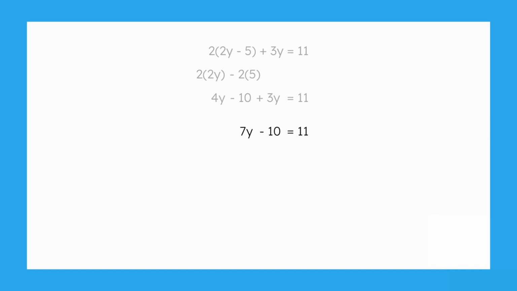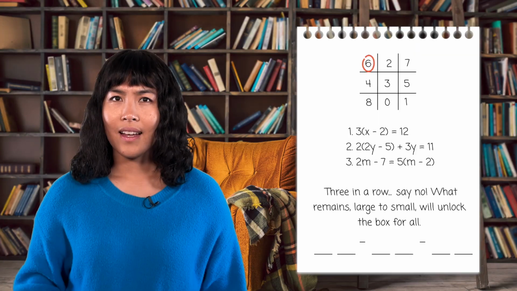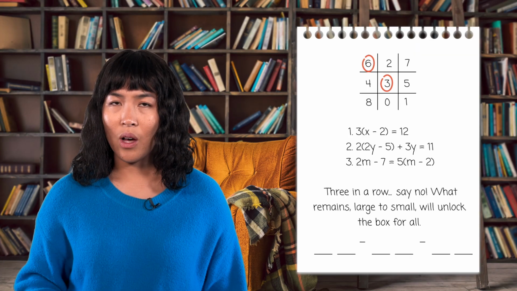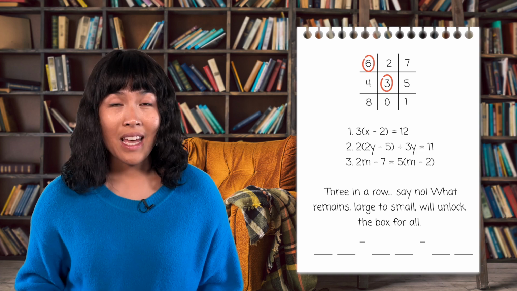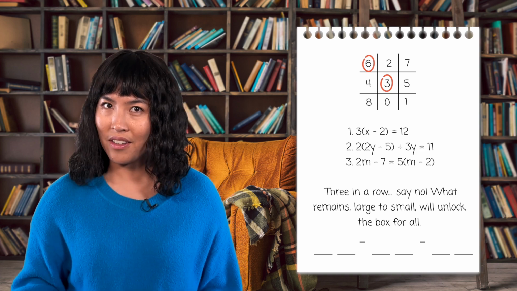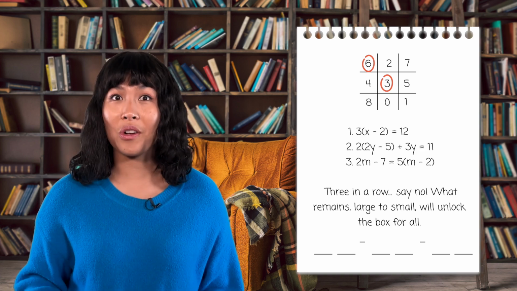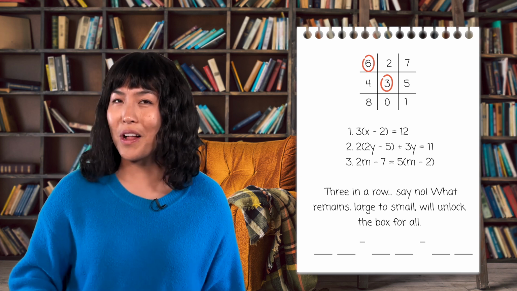To solve for y, I started by adding 10 to both sides, giving me 7y equals 21. Divide both sides by 7, and y equals 3. Is that what you have? If not, pause here and correct any mistakes. Let's circle this 3. Okay, 2 down, 1 more to go. If you're feeling confident, pause here and solve equation 3 on your own. Otherwise, follow along with me.